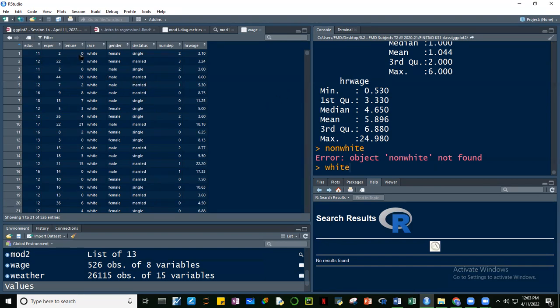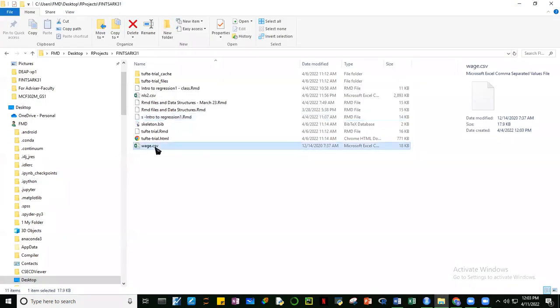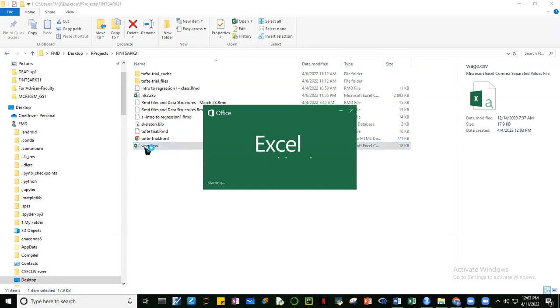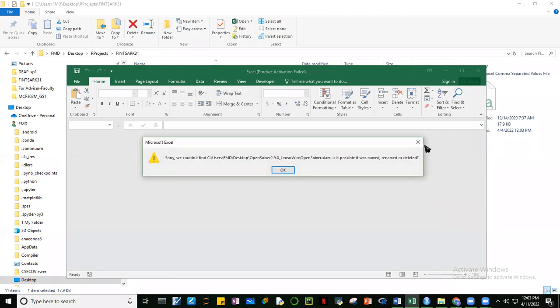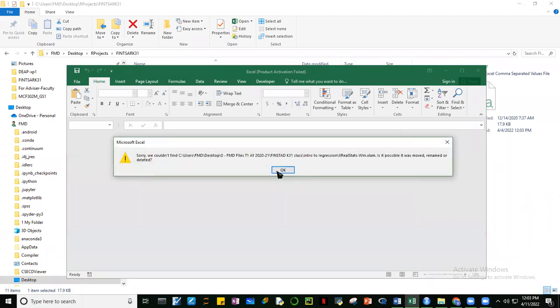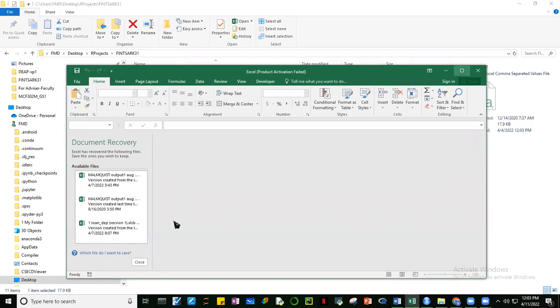Okay? So, if we are going to copy this in Excel, sige, let me... buksan natin yung wage, let's do that na lang. Let's open the wage. Buksan natin yung wage na CSV file. Just for us to understand what happens with yung ginagawa nating dummy variable.